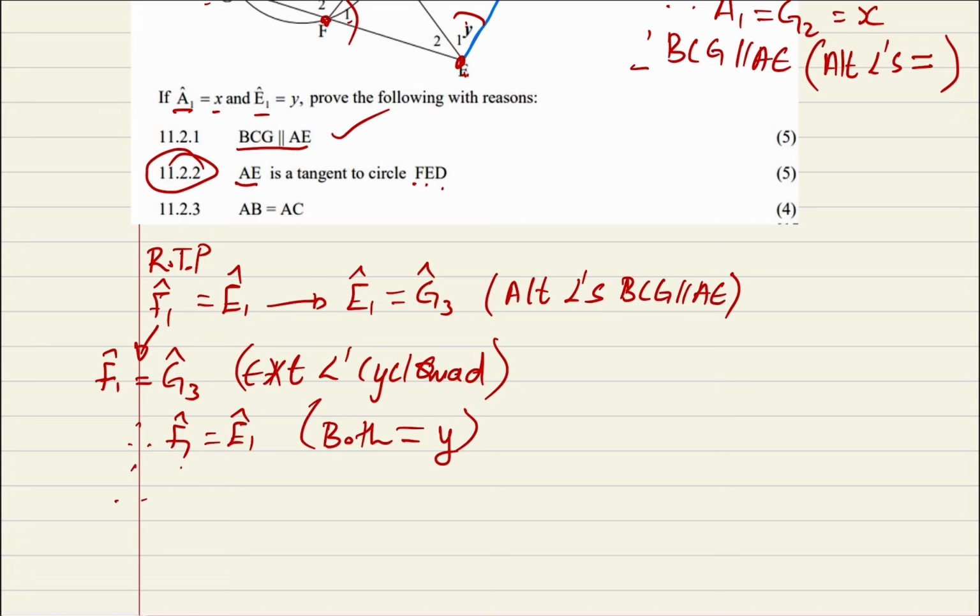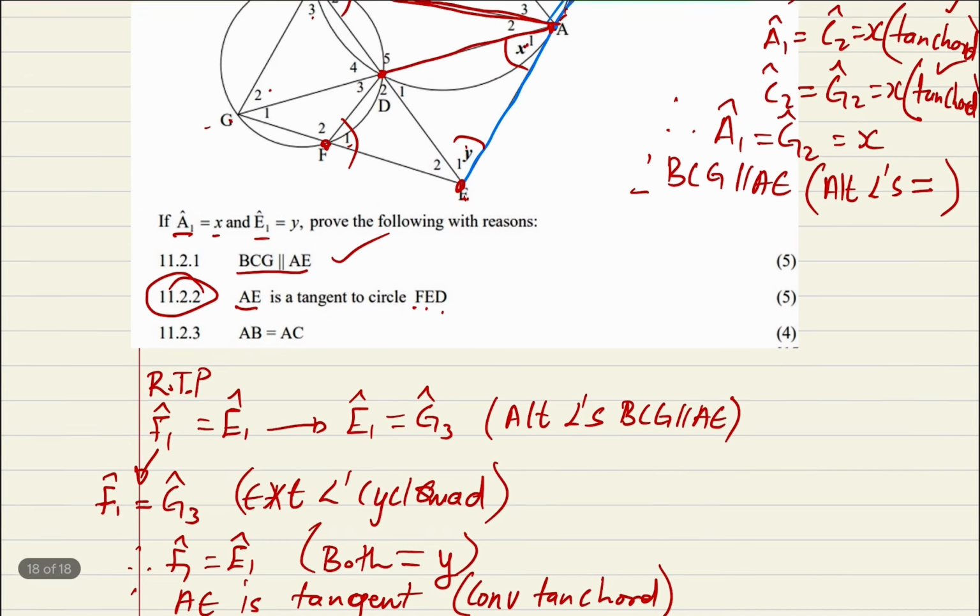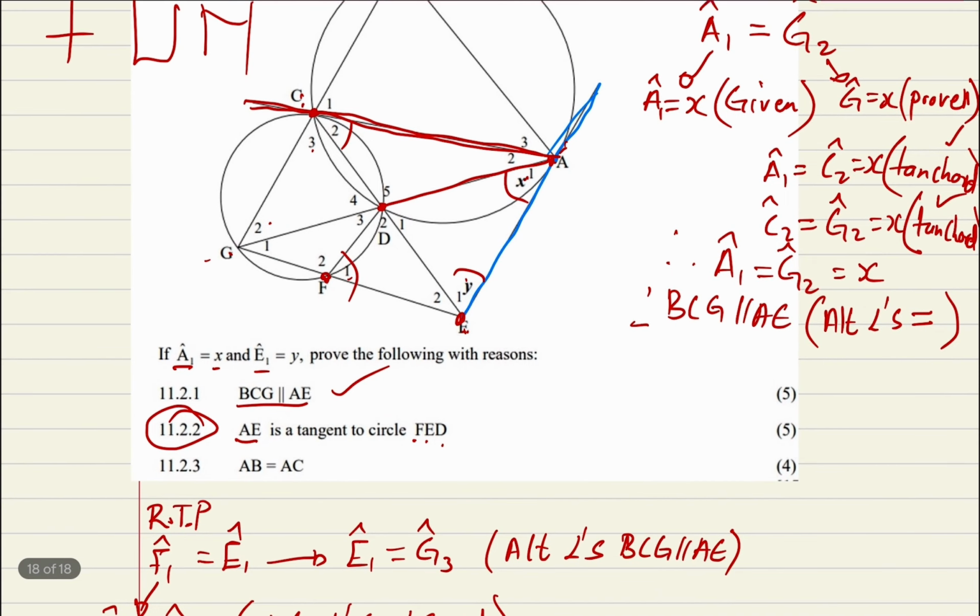Therefore it means that AE is a tangent. Why is it a tangent? Because this is the converse of the tan chord theorem. So that's how we prove that one.